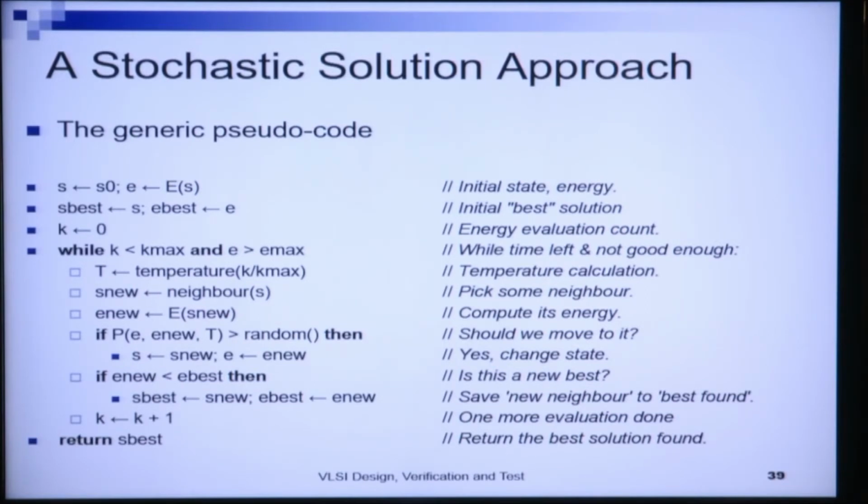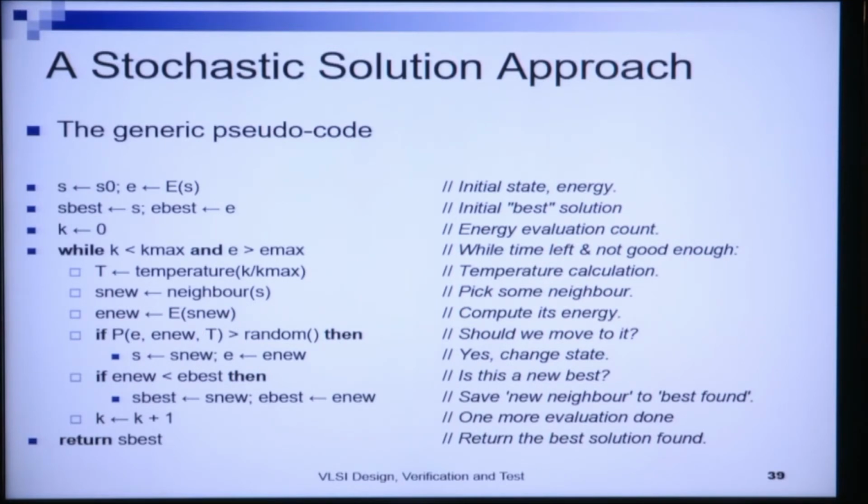So k by k max will initially be a very low value, as k starts with 0, and slowly it will go higher and higher as k increases, and ultimately be 1 if I exhaust all my iterations. If I go over all my iterations, finally k by k max will be equal to 1. So when k by k max is 0, the temperature is highest. So initially I do a temperature calculation, and the temperature is initially very high.